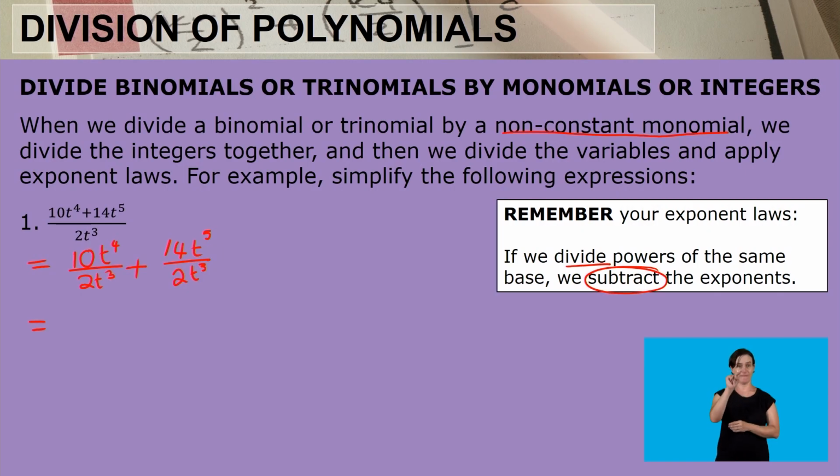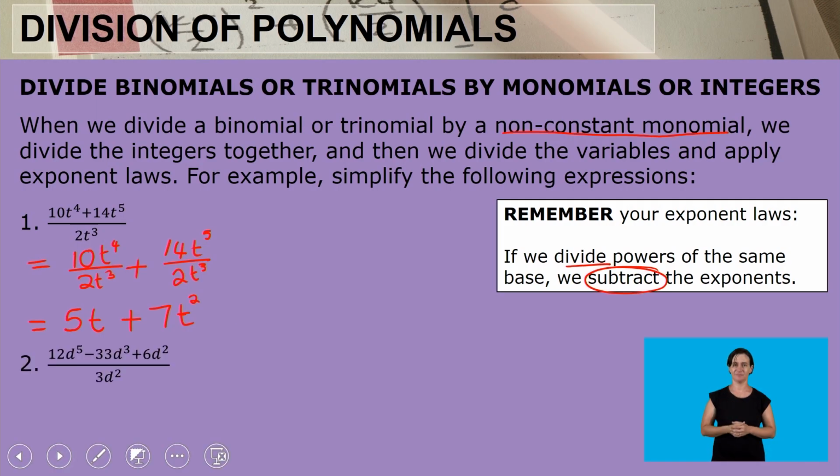Then we have 10 divided by 2, that is 5. And because that is the same base for those powers, we're going to subtract the exponents. Now 4 minus 3, that is going to be a 1. So that is our answer there. And then we are adding here. So 14 divided by 2, that is 7. And we are going to subtract those exponents there because the base is the same. Now 5 minus 3 is 2. And that is our final answer there.